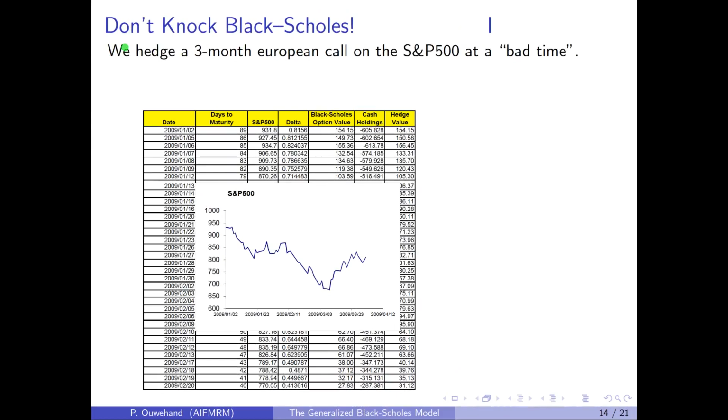Now, the Black-Scholes model, with its constant volatility and constant interest rate, is often given bad press. It assumes constant volatility, which is clearly not the case if you look at the data. It also implies that returns are normally distributed, which is also contradicted by empirical data. Nevertheless, when used to hedge, it often works surprisingly well. Here, we'll hedge a 3-month European call option on the S&P 500 index at a bad time.